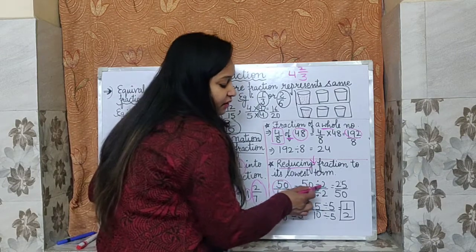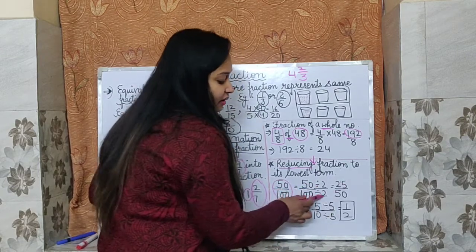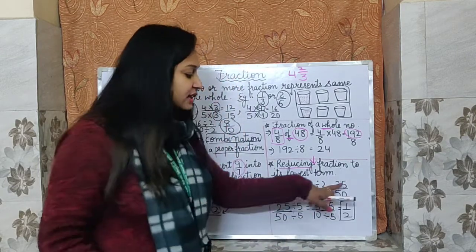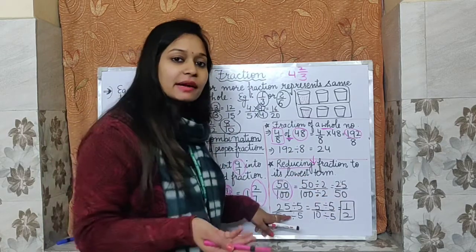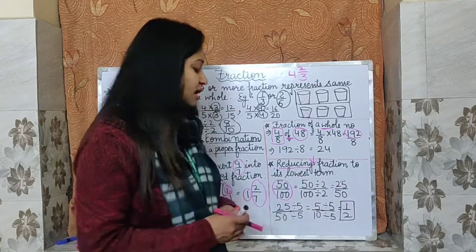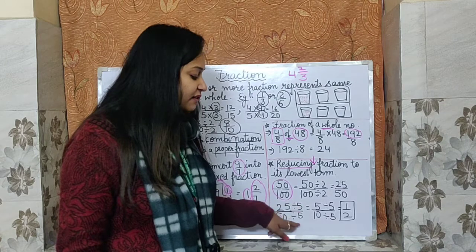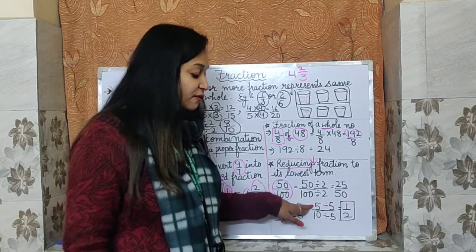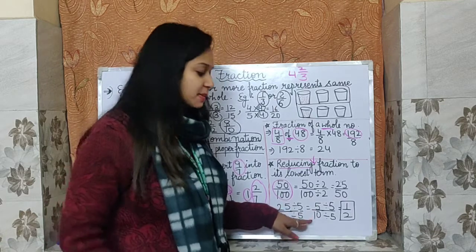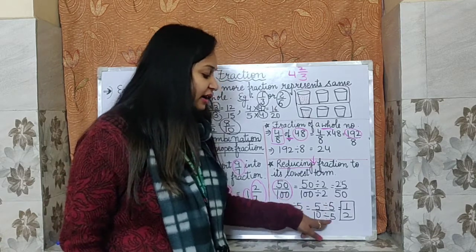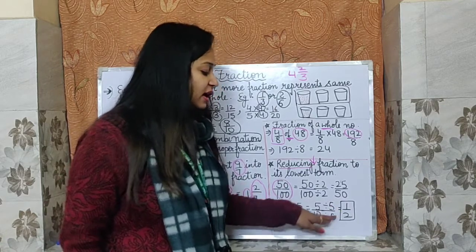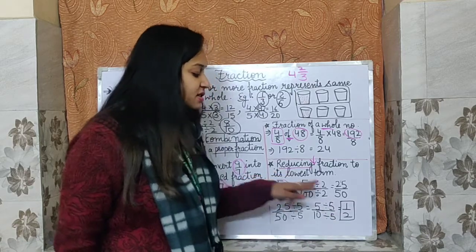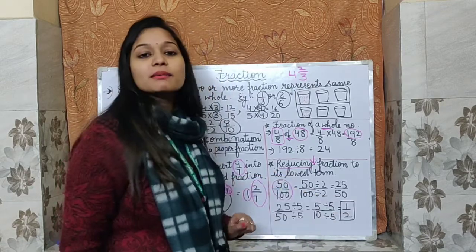When I divide 50 with 2, I get 25. When I divide 100 with 2, I get 50. Then 25 by 50 को फिर से divide करना पड़ेगा. जब तक last number नहीं आ जाता तब तक करेंगे. When I divide them with 5, 5 5s are 25, 5 10s are 50. 5 and 10 again comes in table of 5. So I will again divide them with 5. 5 1s are 5, 5 2s are 10. So lowest term of 50 by 100 is 1 by 2.